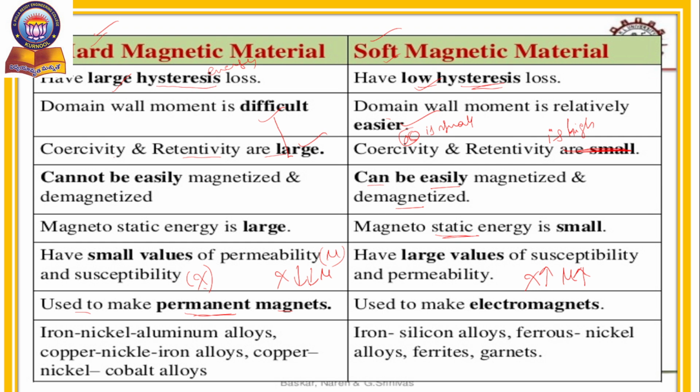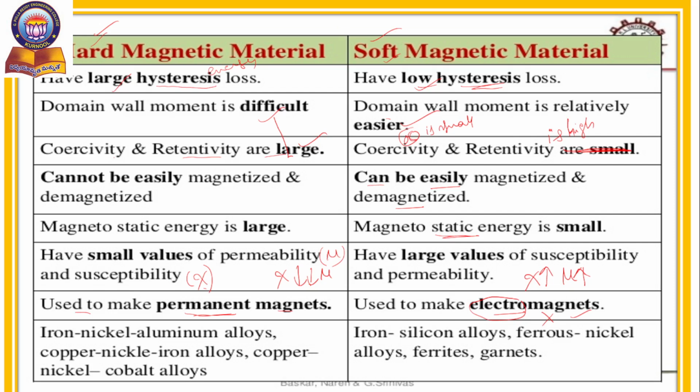Then soft magnetic materials can be used to make electromagnets. Electromagnets means we have to give electrical energy, and then they will behave like a magnet. You remove the electrical energy, then they will get demagnetized. Like that, in the preparation of electromagnets, we can use soft magnetic materials.